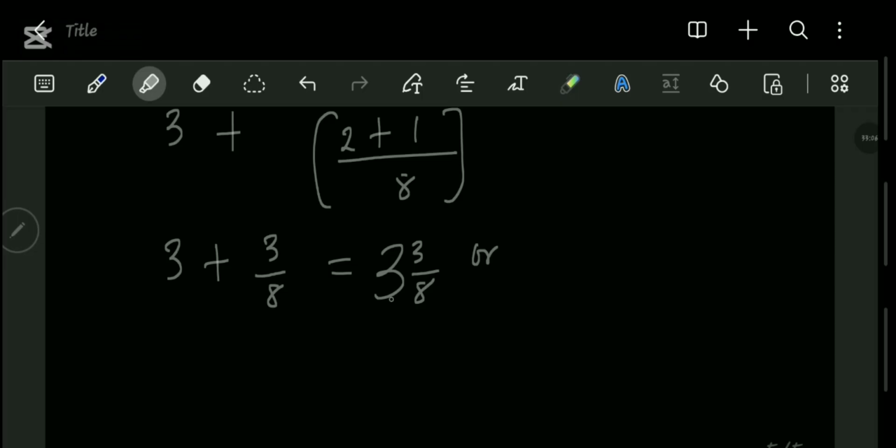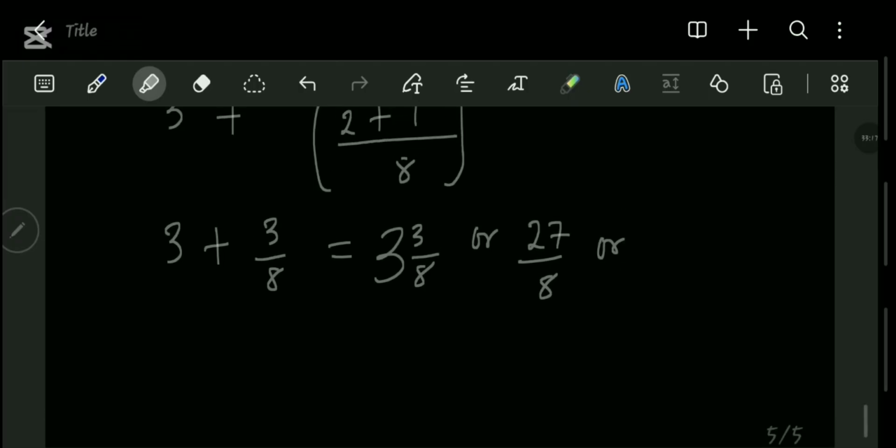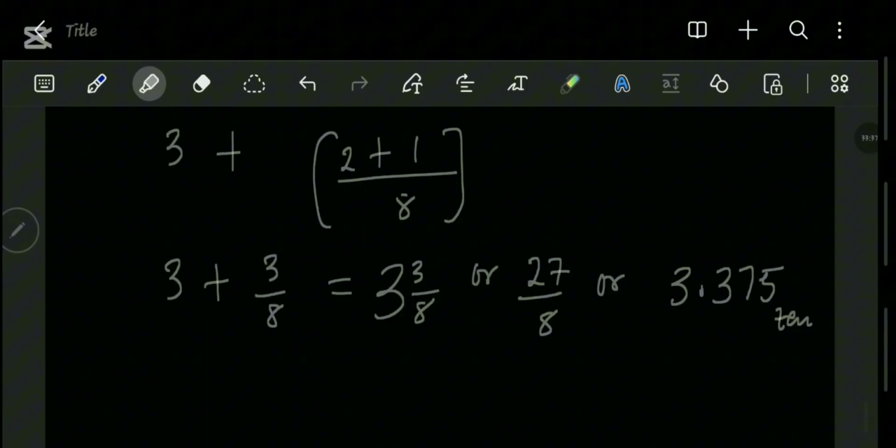Or it could be in improper fraction. That is 8 times 3 is 24, plus 3 is 27 over 8. Or it could also be in decimal, right? So if you check your options and you don't see this one there, you don't see this one there, definitely you will meet decimal as your answer. So we convert this to decimal now. If you punch 27 divided by 8 on your calculator, you have 3.375. This is the answer in base 10.